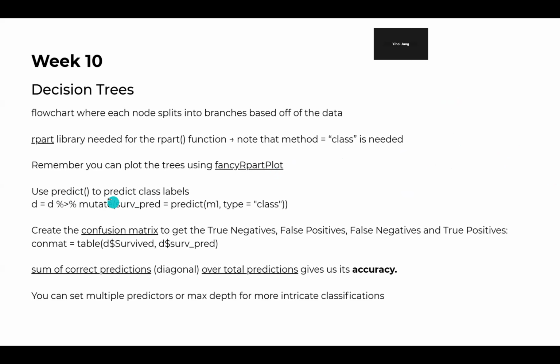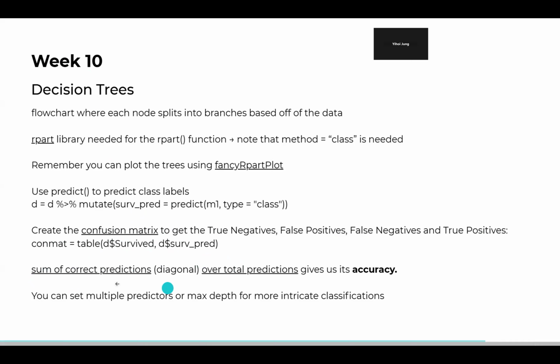So you use predict to predict your class labels. You have here a data set and you mutate it to add a new column, and you can predict your class labels using type class. And like I mentioned earlier, you can create the confusion matrix as well to get your true negatives, false positives, false negatives, and true positives using table. This was from the data set from the week 10 exercise, basically which survived and which didn't. So your actual versus your predicted.